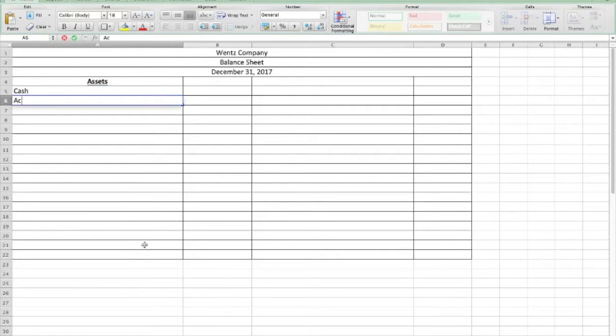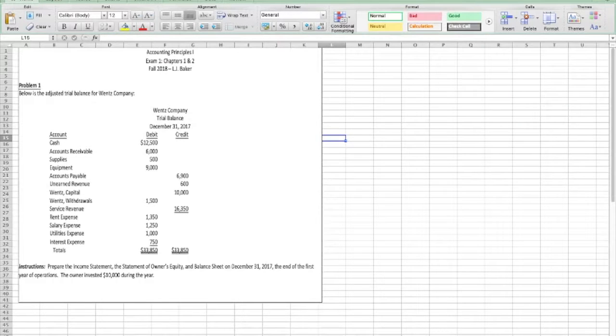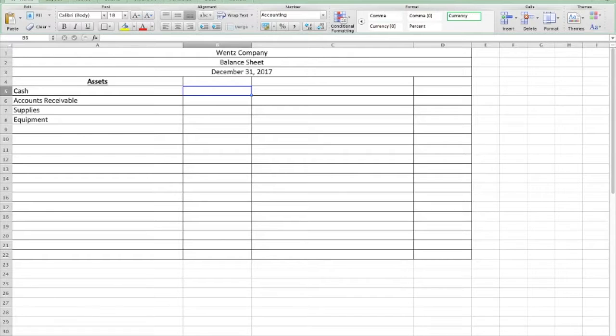Cash, accounts receivable, supplies, and equipment need to be reported here in the assets section. And then I just put the dollar value of each of these asset accounts in this column right here. So cash was $12,500, accounts receivable $6,000.